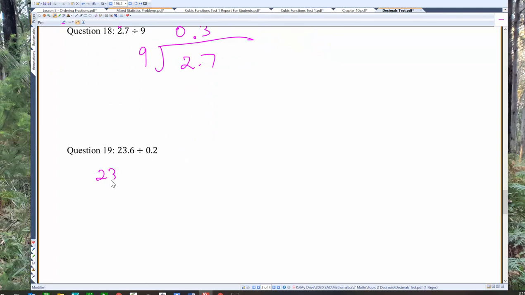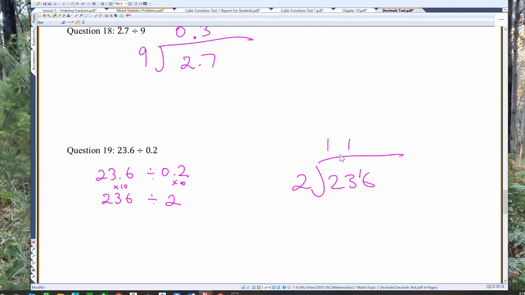This one here, 23.6 divided by 0.2 is the same as 236 when I multiply it by 10 divided by 2. 2 into 236, once with one remainder, 8. So that one equals 118.